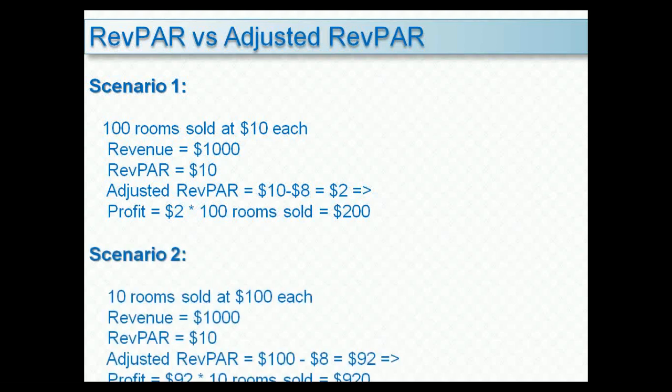So scenario number 2, we sold 10 rooms at $100 each. Revenue is $1,000, RevPAR is $10. Now adjusted RevPAR is $100, which is our ADR, minus $8, which is our cost per occupied room. Adjusted RevPAR is $92, which is $90 more than in the previous example. Our profit is $920, which is $720 more than, again, in the previous example. So this is why from the beginning it was clear that the second scenario is much more profitable for the hotel.